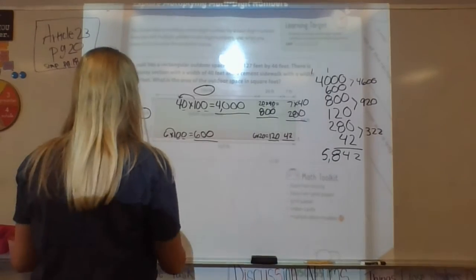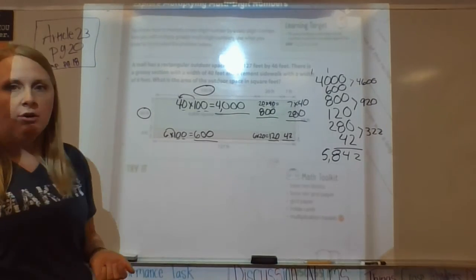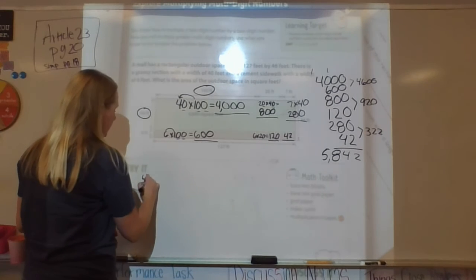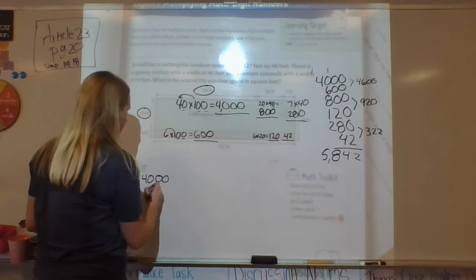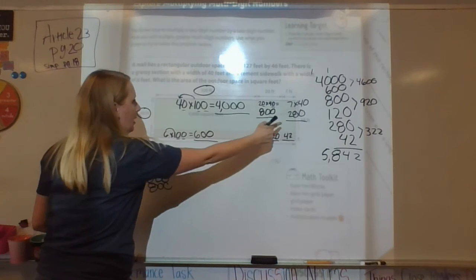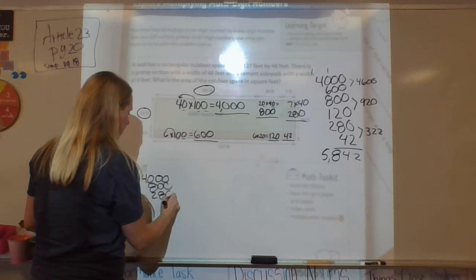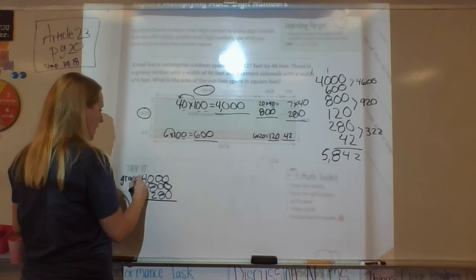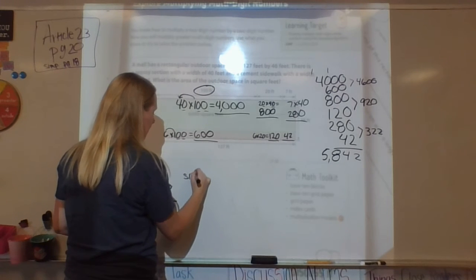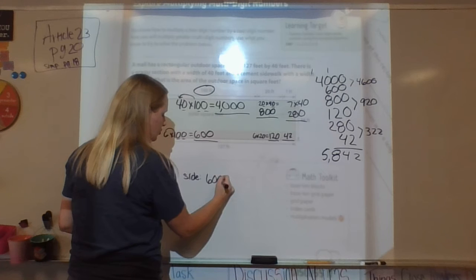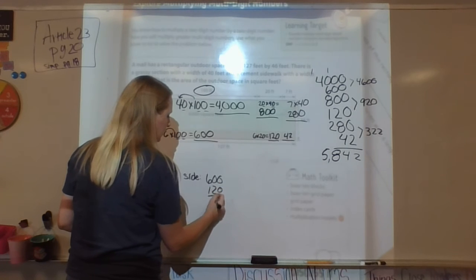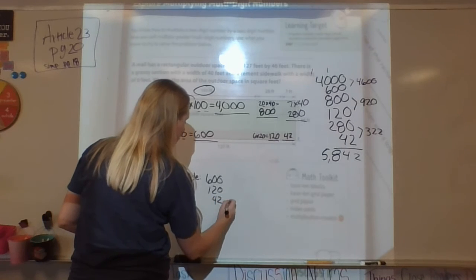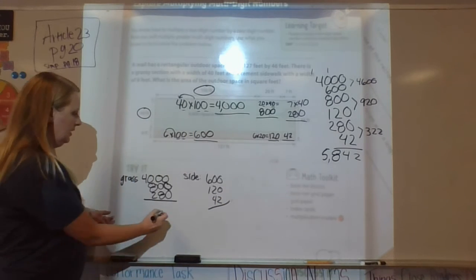You could also do it another way. We could figure out just the grassy area, which we know is 4,000 plus 800 plus 280. And we add those together. This is the grass. And then we can do the sidewalk, which is the gray. And that's 600, 120, and 42. Then we can just add those together.